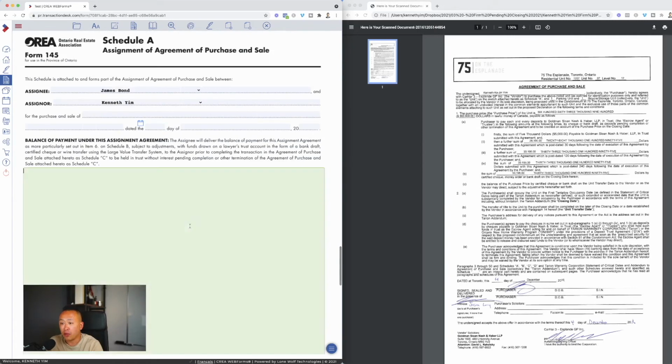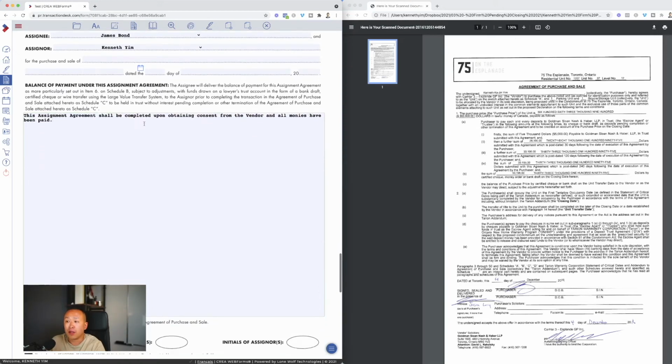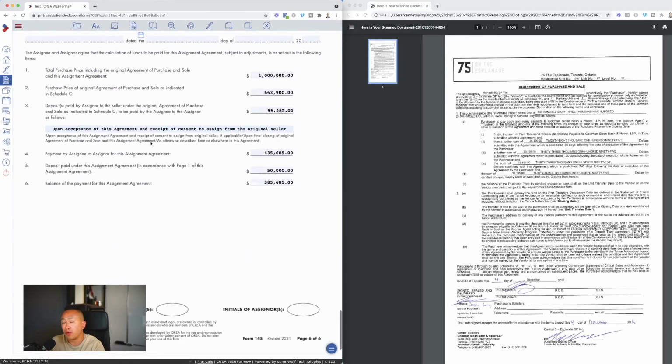I would recommend if you go into Schedule A, you actually say when that closing date would be of this assignment agreement, such as this assignment agreement shall be completed upon obtaining consent from the vendor, the builder, seller, I don't know what you want to call it, and all monies have been paid, something like that, right? Maybe just go talk to your legal representative or your salesperson to get the exact wording for this, but you want to have some wording in there to say when this agreement's going to be done.